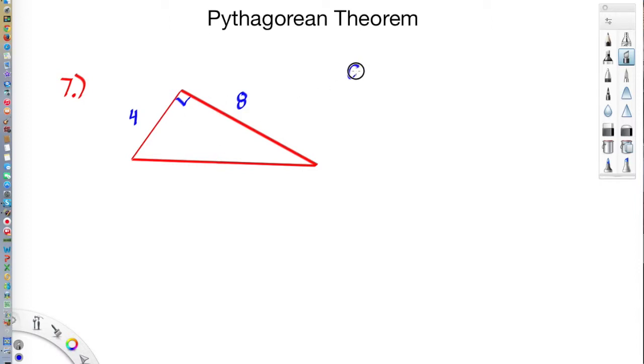So we use our formula, a squared plus b squared is equal to c squared. This organizes our thoughts and information, and makes sure that all of our data lines up perfectly.